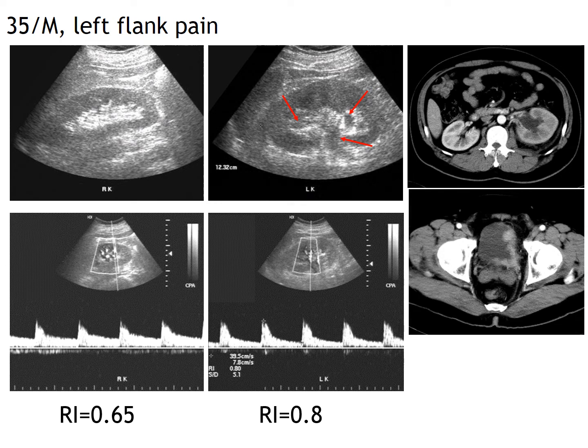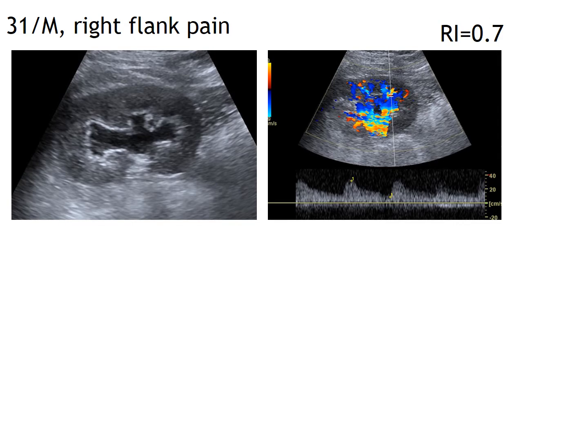CT scan of this patient shows hydronephrosis of the left kidney with decreased parenchymal perfusion caused by bladder cancer. This is a 31-year-old man with right flank pain. Ultrasound shows marked hydronephrosis on the right side, but spectral Doppler ultrasound shows resistive index at the upper normal level, 0.7. It means the obstruction will not be significant in this patient.